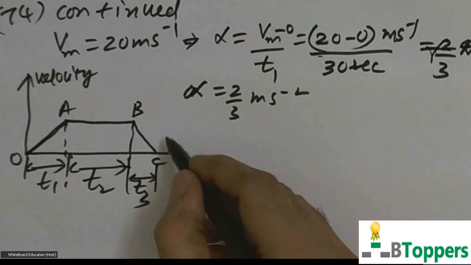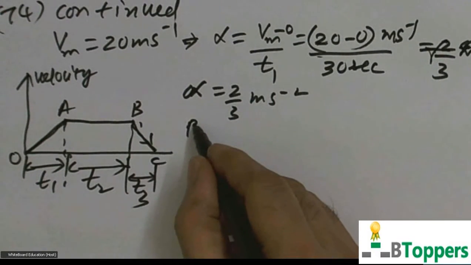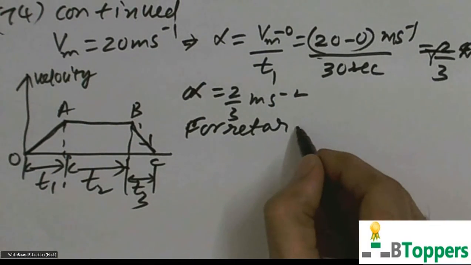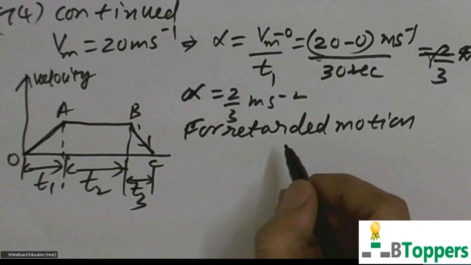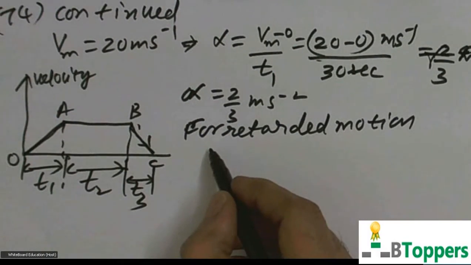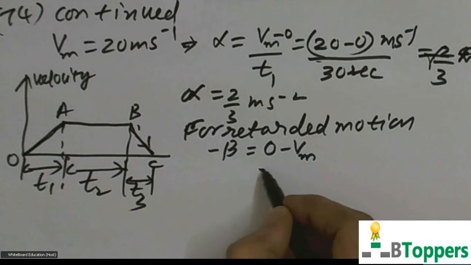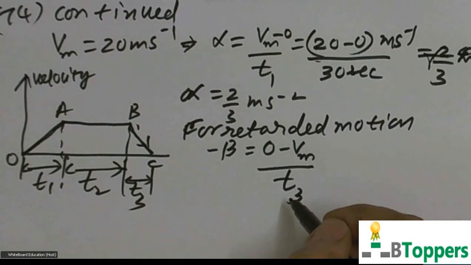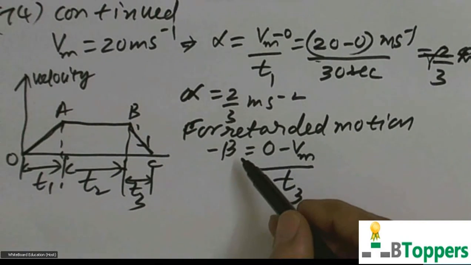For the last part of the motion, the slope of the line BC gives you the retardation. So for retarded motion, as explained in special case 2 in the previous class, you can write acceleration is equal to minus beta. For the beginning of retarded motion, velocity is equal to maximum velocity. Final velocity is 0 at the end of retarded motion. Time of retarded motion is T3. So for retarded motion, acceleration is written as minus beta, where beta is the retardation.